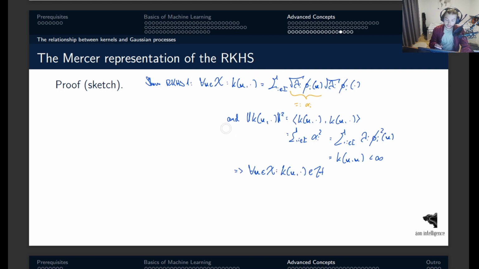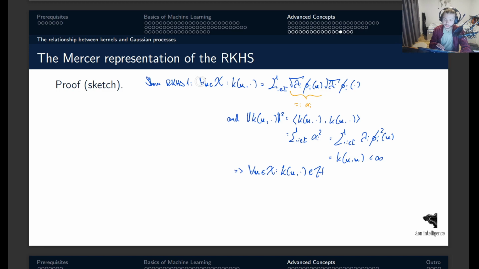To show this, we first have to show the RKHS property 1, which is that for every observation u in our input space, the partially evaluated kernel, partially evaluated for that observation u, is an element of the reproducing kernel Hilbert space H. So in the Mercer representation, we have a form of the individual entries, and we require them to have finite norm. So let's see whether this works out.